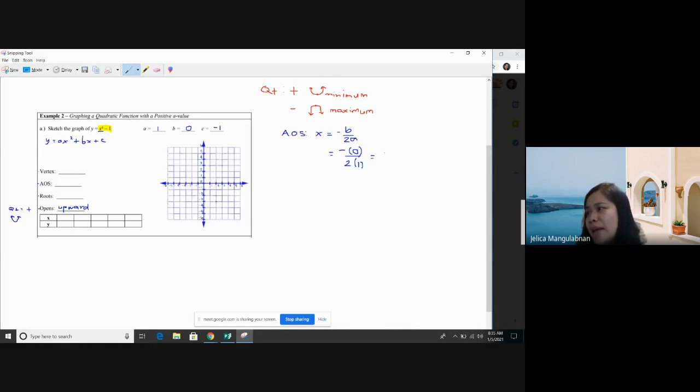So let us simplify our answer. Negative times 0: any number that you multiply by 0, the answer is 0, even though it is negative. And then 2 times 1 is 2. What is 0 divided by 2? The answer is 0. So the axis of symmetry is 0. X is equal to 0.